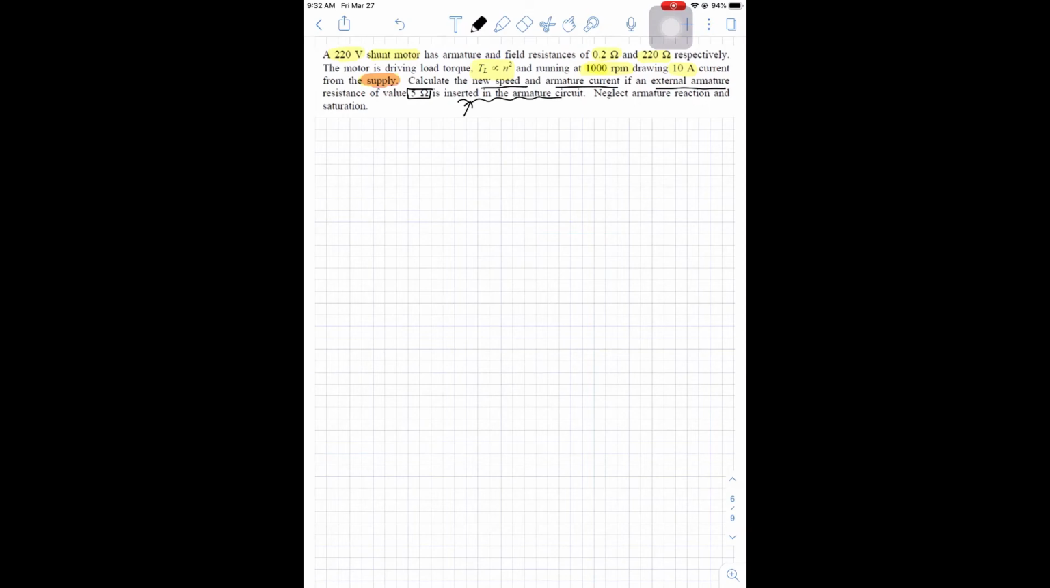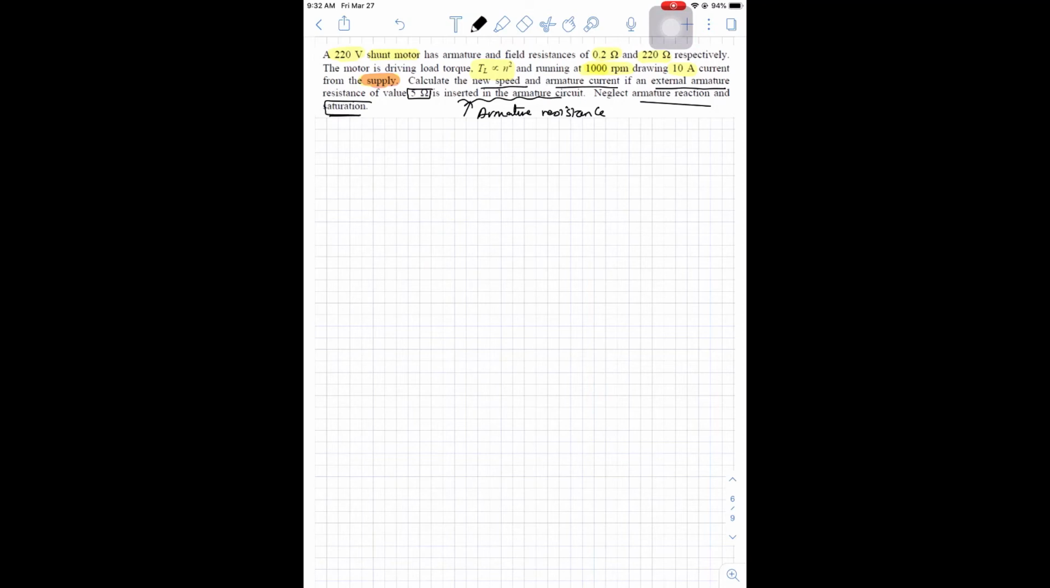So what is the type here? This is armature resistance control. So we inserted a resistance in the armature, so we are expecting our speed to go down, because when you insert resistance in the armature, you are increasing the losses, you are decreasing the current, so the speed should go down. And in the question it says neglect armature reaction and saturation.